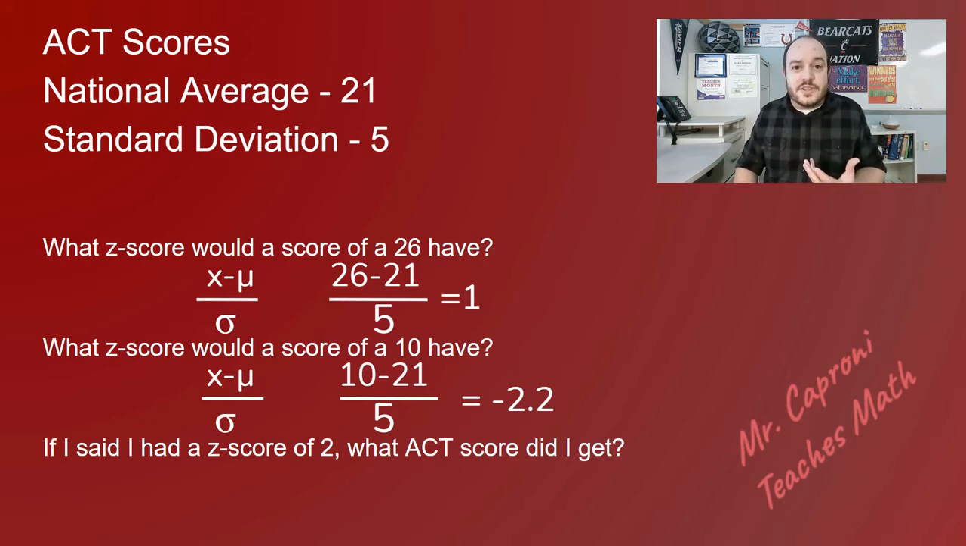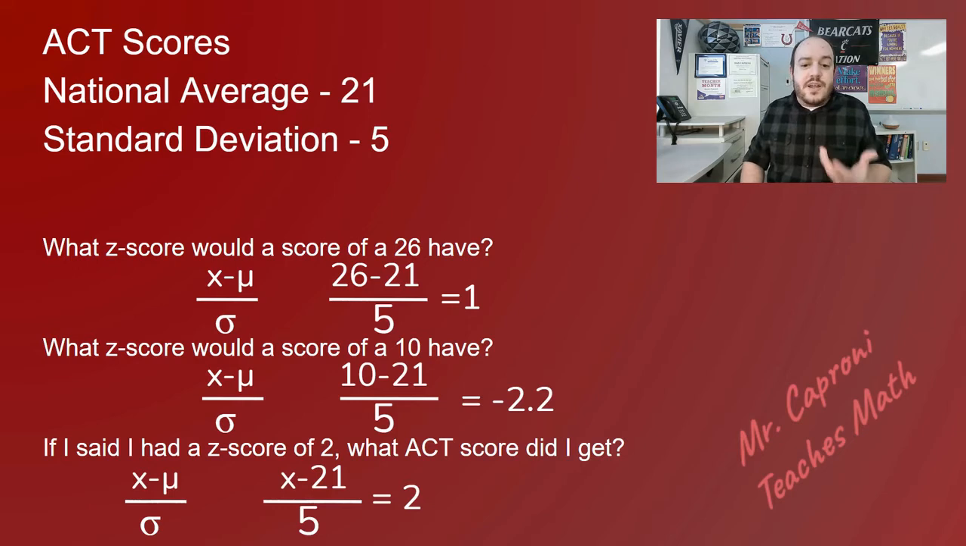So it still tells us a bunch of information, and in fact gives us a bit more with the idea of looking at positive and negative now. Now that last one is working backwards. What if they said you had a z-score of 2? How would you find out what that person's ACT score was?